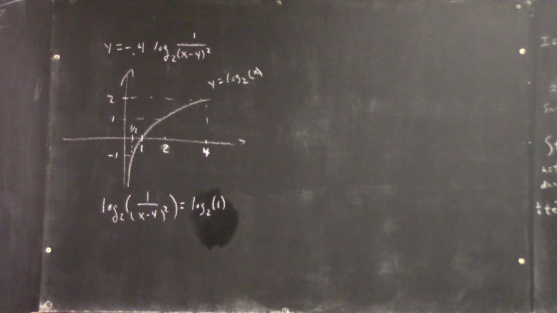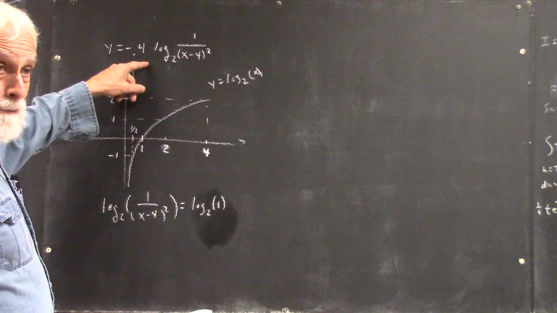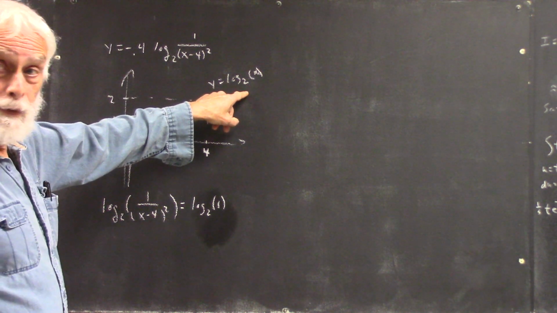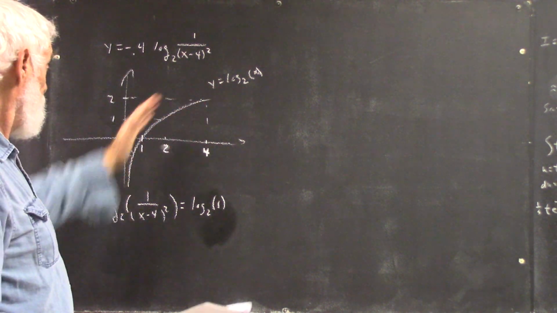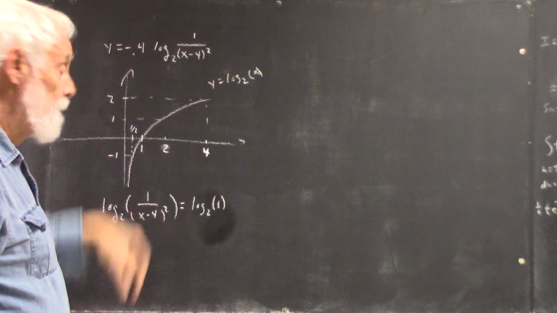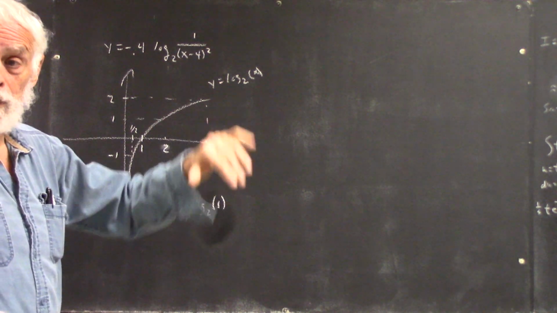Okay? Are you ready? Okay, so we're trying to construct this graph by transformations. Well, it's a log base 2, so we start with the log base 2 graph, which everybody can do. Okay? And everybody understands why these points are on it because you understand the points on the 2 to the x graph.